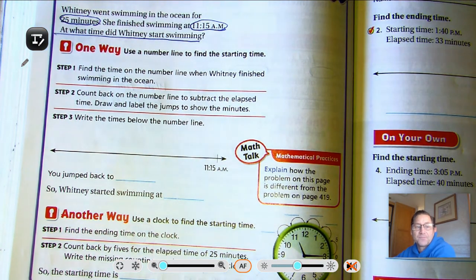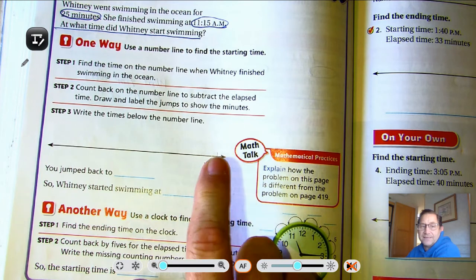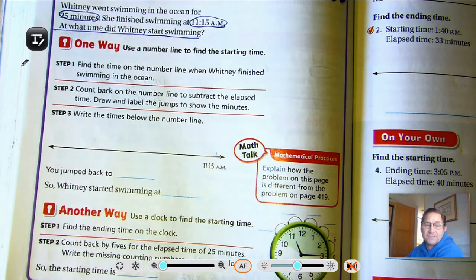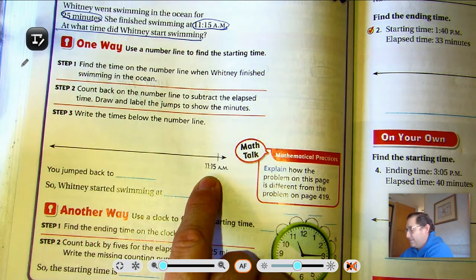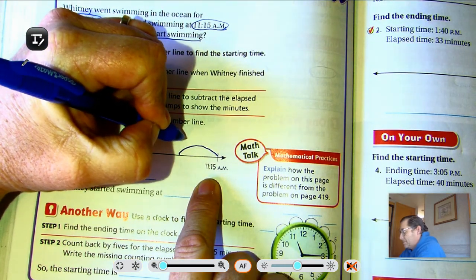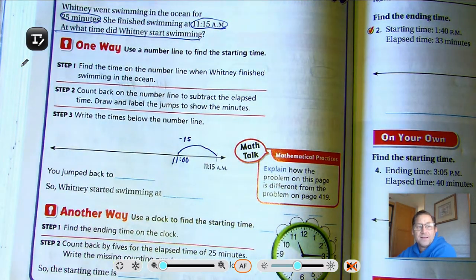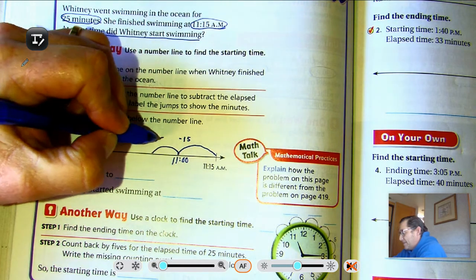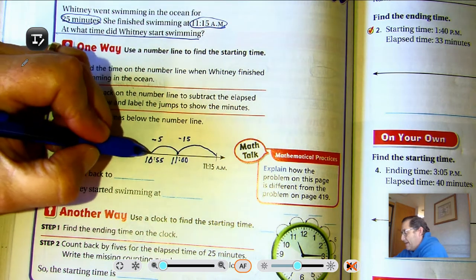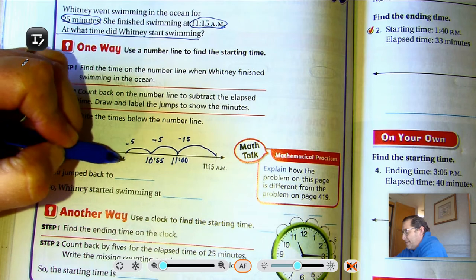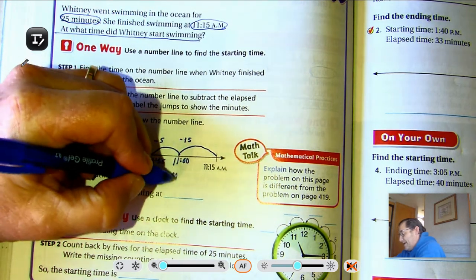One way, we can use a number line. Find the time on the number line when Whitney finished swimming. This time we're going to start from the right-hand side of the number line at the time that she finished, and jump back 25 minutes. I'm going to start by jumping back 15 minutes because that puts me at 11 o'clock. So I'm subtracting 15 minutes, and now we're at 11 o'clock. Now I can jump back 5 more minutes and I'd be at 10:55. Remember, we're going backwards. That's 20 minutes and 5 more, so we'd be at 10:50. We jumped back to 10:50 a.m.